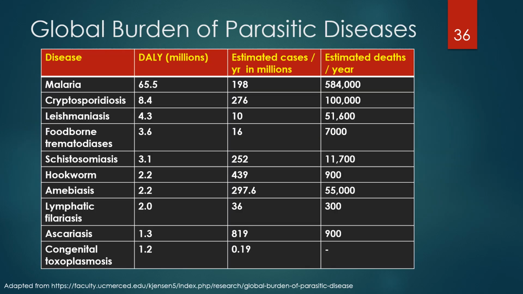The top 10 parasitic diseases ordered by their impact on DALYs include malaria at the top of the list, with a DALY impact of 65.5 million, followed by cryptosporidiosis at 8.4, leishmaniasis at 4.3, foodborne trematodiases at 3.6, schistosomiasis at 3.1, hookworm and amoebiasis both at 2.2, lymphatic filariasis at 2.0, ascariasis at 1.3, and congenital toxoplasmosis at 1.2.